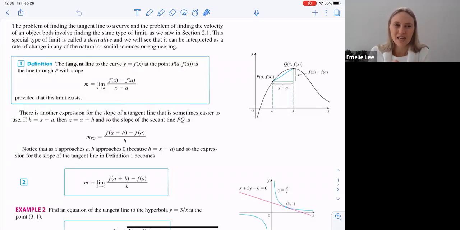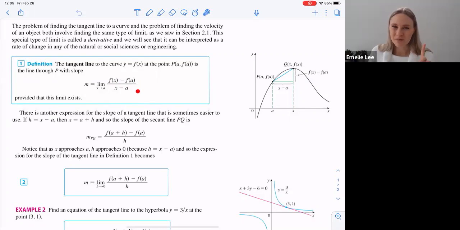And so now we're saying, okay, that's the same as letting x go to a. The limit as x approaches a of f of x minus the function at a over, so basically rise over run, f of x minus f of a over x minus a.